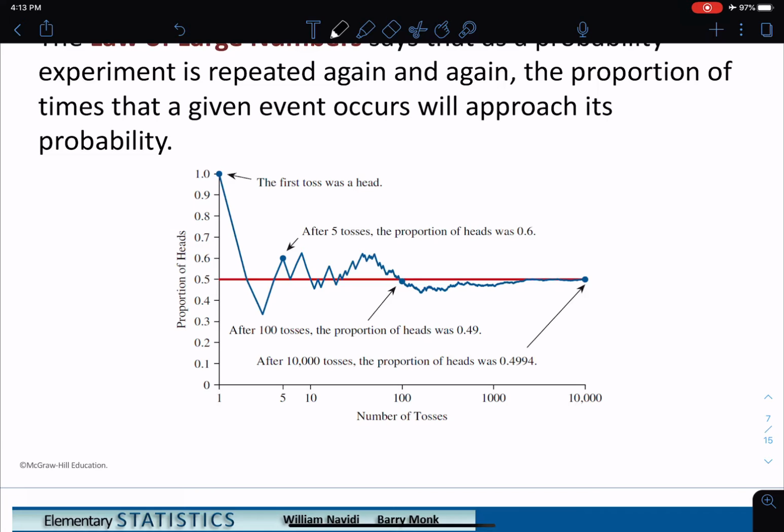Basically, on the very first toss they end up getting heads, so it's 100% heads there. And after 10 tosses, it's 6 out of 10 heads, or 60% of the time. It bounced around, and you could see after 100 tosses it was at 0.549, so almost 50%. And then it dropped, but it's still pretty close to 50%.